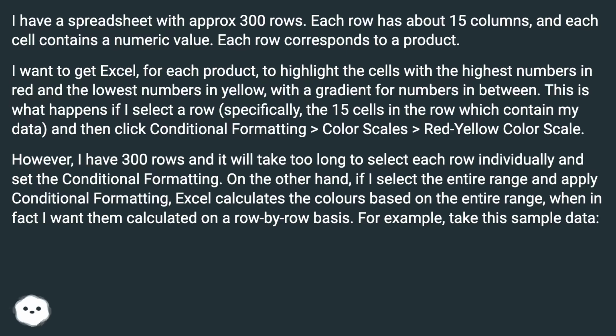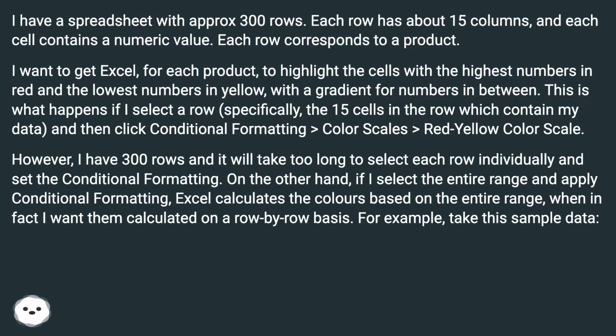However, I have 300 rows and it will take too long to select each row individually and set the conditional formatting. On the other hand, if I select the entire range and apply conditional formatting, Excel calculates the colors based on the entire range, when in fact I want them calculated on a row-by-row basis.